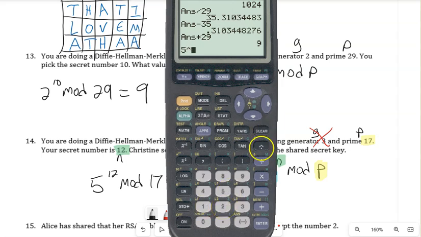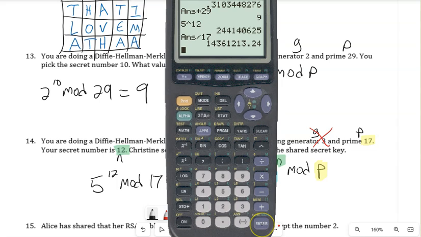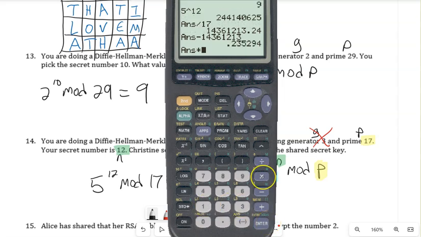Ooh, that's a big number, but it's small enough when we divide by 17. I can see the whole number part. Subtract the 1, 4, 3, 6, 1, 2, 1, 3. And then multiply by 17. Rounding error here, but we can see that number trying really hard to be 4.